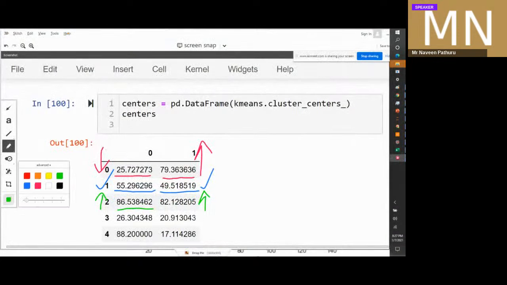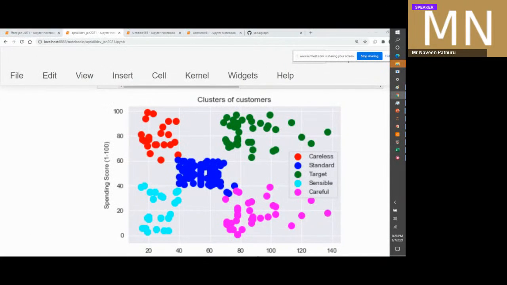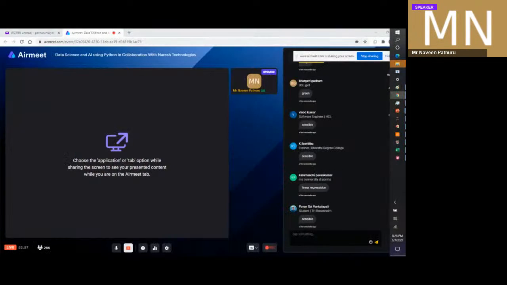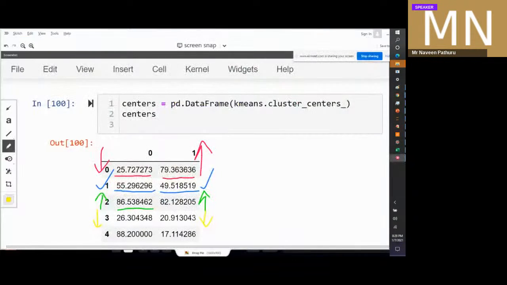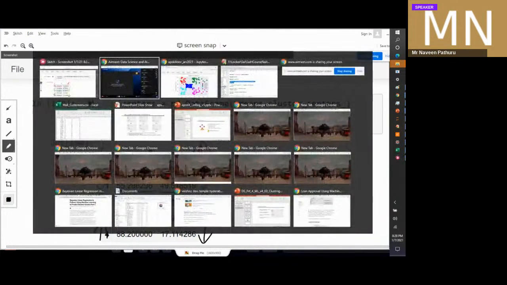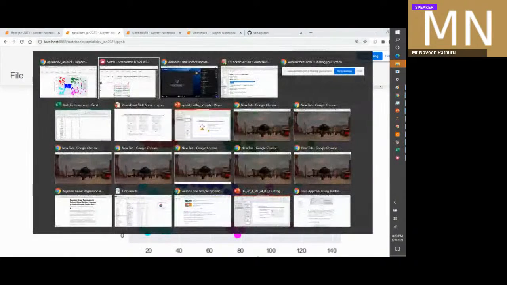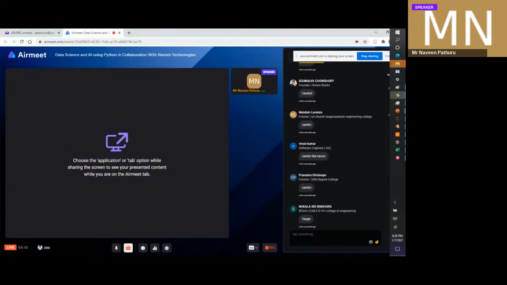Next, let's choose the yellow. These guys, their income is low, their spending is also low. Who are they, guys? Sensible customers. Next, the last one: their income is high, but their spending is low. What are they, guys? They are the careful. These are called the characteristics.